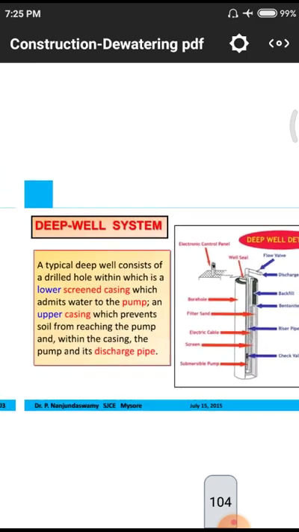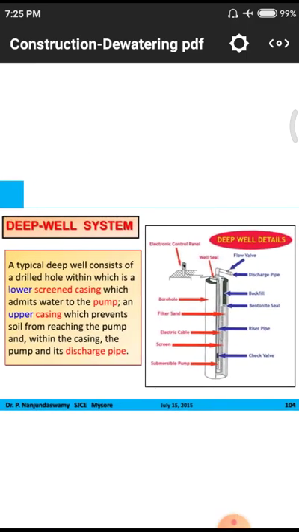Next one, working philosophy: how the deep well works. A typical deep well consists of a drilled hole. That means we need to drill a hole of minimum 1 foot diameter into the soil with a proper length. The length will depend on the depth of the water table in the particular soil fields, within which a lower screened casing admits water to the pump, and an upper casing prevents soil from recharging the pit.